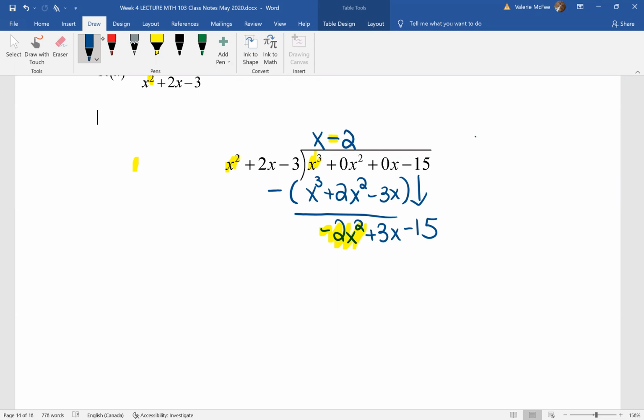Remember that all we're doing is looking for that equation in the form y equals mx plus b. We don't need the remainder. So we found our oblique asymptote, y equals x minus 2.